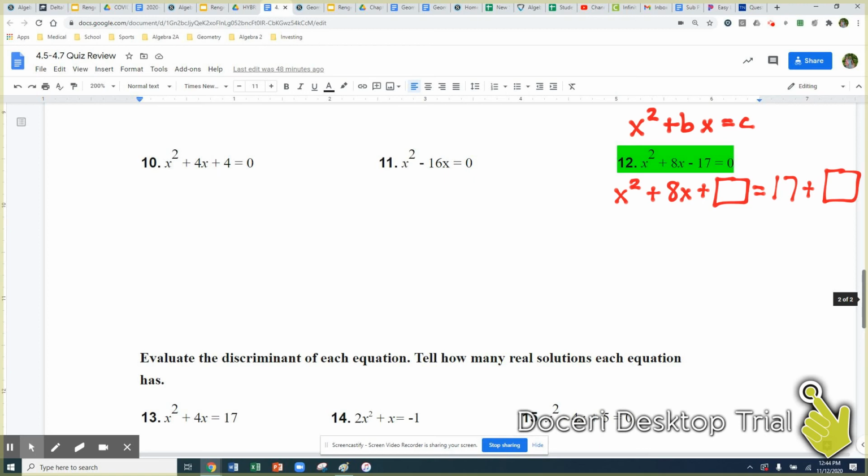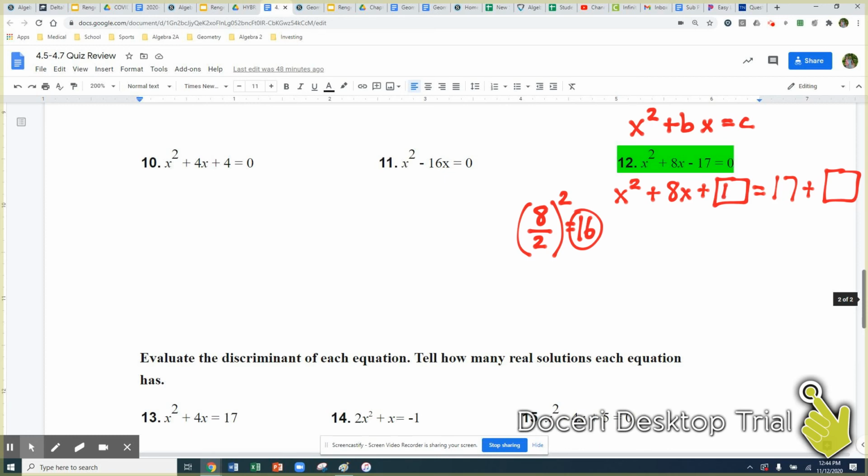Now to find my missing piece, I'm going to take that middle term. I'm going to divide it by 2, and then I'm going to square it, and that's going to give me an answer of 16. So to complete the square, I'm going to cut my middle term in half, make it 4. Then I'm going to square it, and that's going to make it 16.